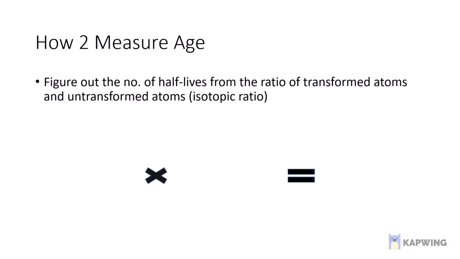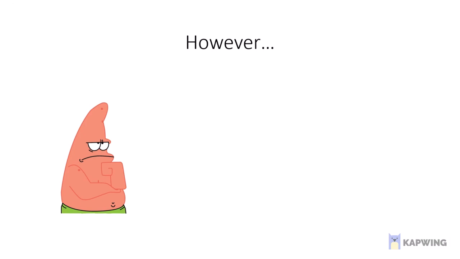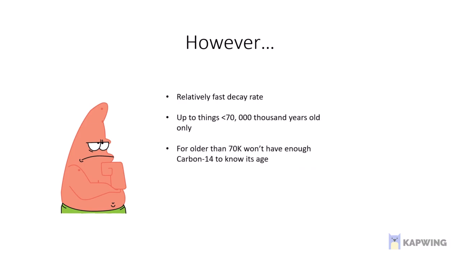So this is how scientists and paleontologists measure the age of something. Figure out the number of half-lives that something's had from its isotopic ratio. You can see it there. And then we calculate its age. But there's one major problem. It has a relatively fast decay rate. So after things are only 70,000 years old, for things older than that, we won't have enough carbon to measure its age.